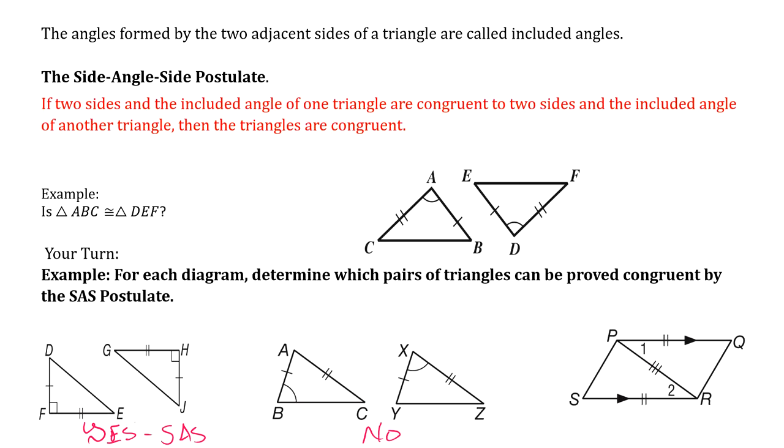And the last one, again, we have a shared side. So that's congruent. We have the 2 outside parallel lines are congruent. SR and PQ, they tell us are congruent. Our angles are between those 2 sides. Angle 1 and angle 2 are included angles. So yes, that is congruent. That makes sense. Okay.